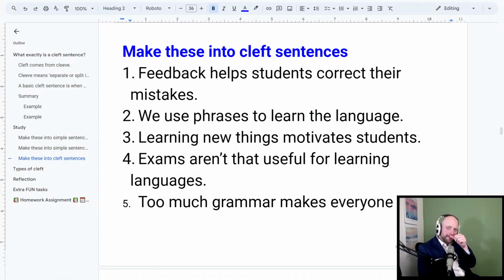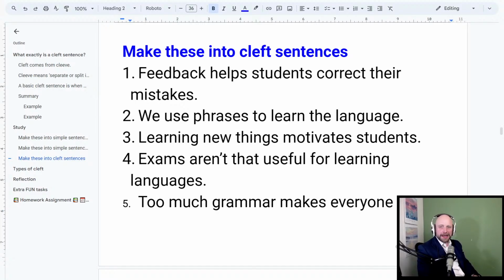Let's move on to our next exercise. So now we're going to do the reverse. And with the reverse, there are definitely multiple ways of doing this. So you will have different answers to other people, and that's okay, because there's many different ways of doing this. We are going to make some cleft sentences. So I'm going to show you some simple sentences, and I want you to make them into cleft sentences. All right? So we got 5 simple sentences. Can you make them into cleft sentences?